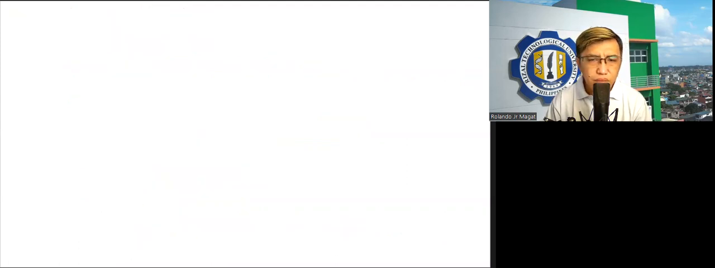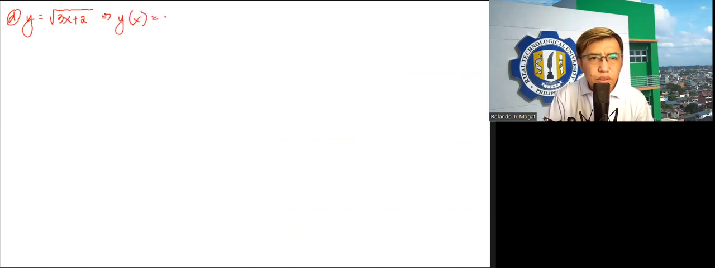Let's have the last one. We have letter D. Letter D is y is equal to the square root of 3x plus 2, which implies that we can rewrite this one as y of x is equal to the square root of 3x plus 2. Okay?